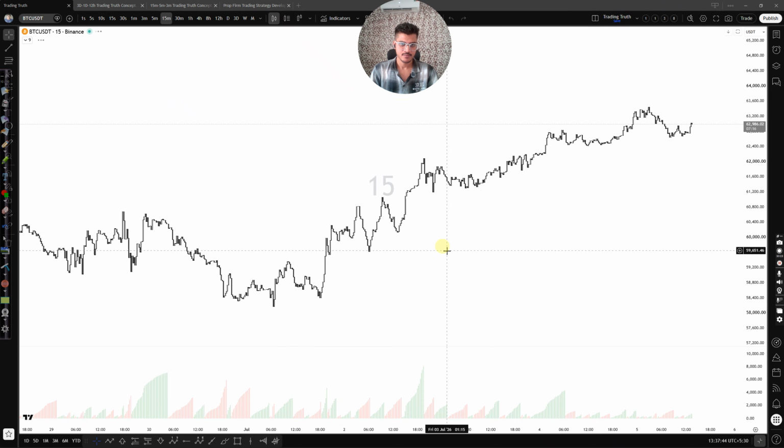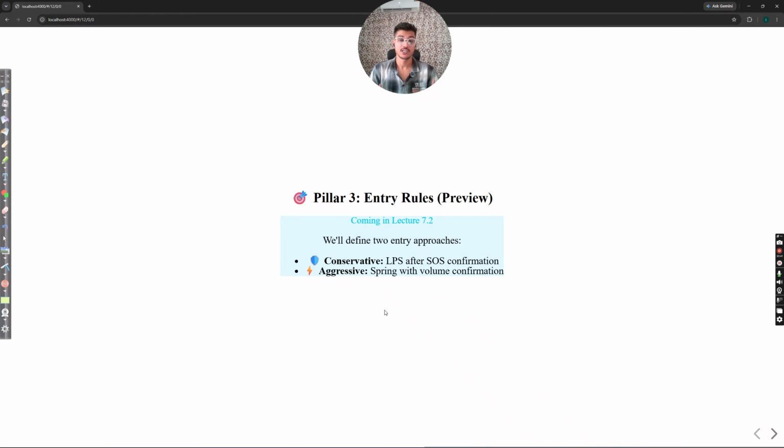Here's the spring, you see? That's going to be your aggressive entry, and we need a volume confirmation to enter the trade. So the key insight for pillar three is that your trading plan should specify which approach you'll use, and most important of all, when you're going to use that approach. We'll go into much more detail later on.